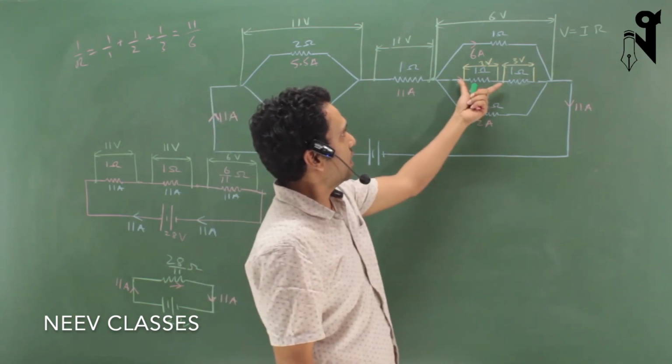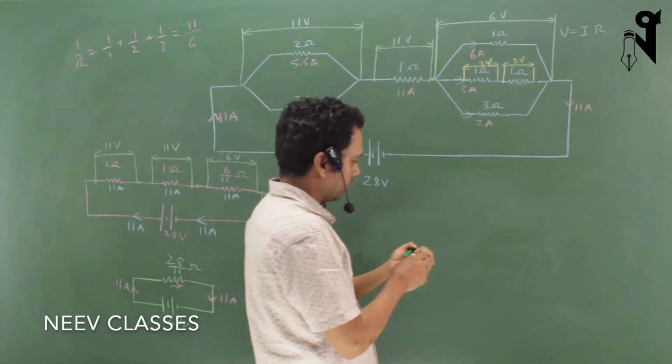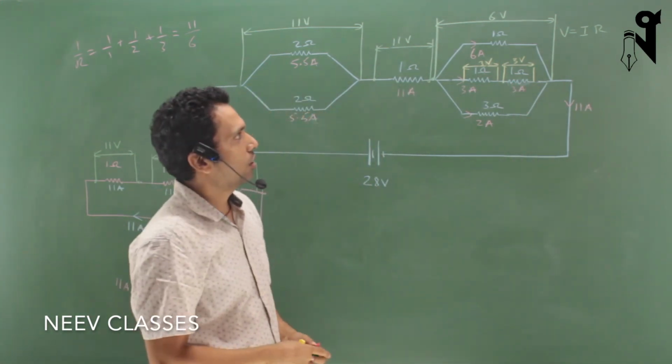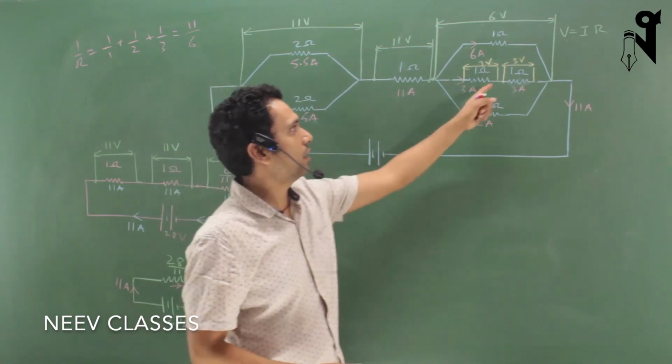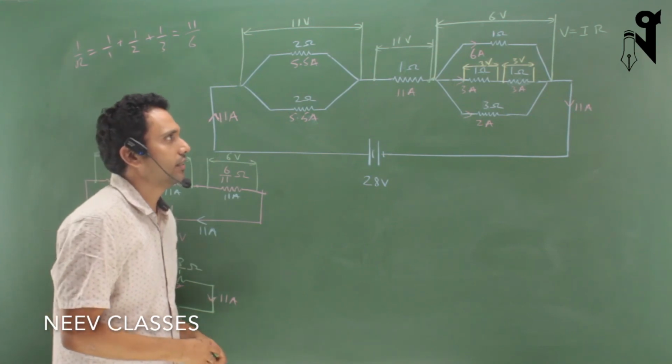So what we are getting is 3 volts plus 3 volts is a 6 volt drop across the whole thing. So now we have got the currents in each resistance, what was asked, and the voltage across each resistance. That was the question and we are done with it.